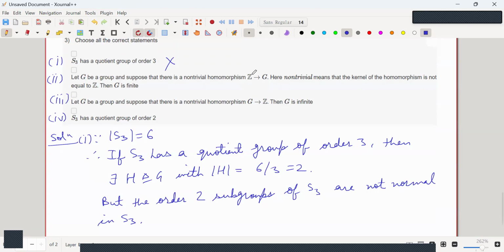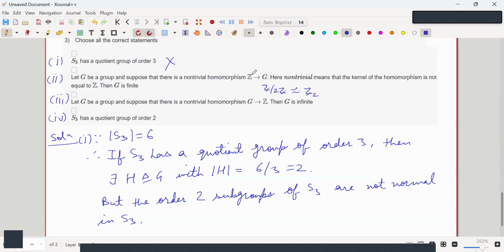For example, you can take G to be just Z mod 2Z, which is just Z2, which we denote, right? We can map all even integers to 0 and all odd integers to 1. That's a homomorphism, a non-trivial homomorphism. G can be finite, but is it always finite? That's the question.